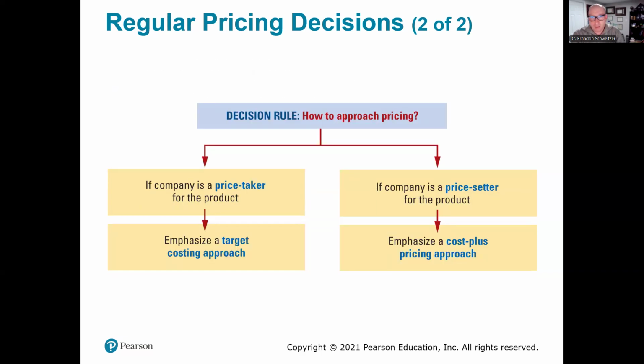So how do we make the decision? We've got to figure out if the company is a price taker or a price setter. And then we've got to figure out if it's going to be a target cost approach or a cost plus approach, depending on if we're a price taker or price setter. So, a relatively straightforward decision-making rule.